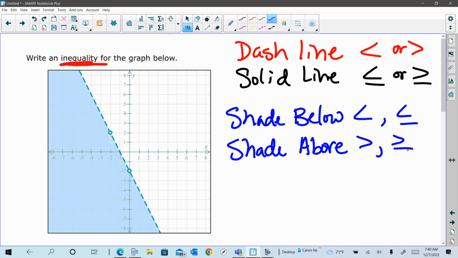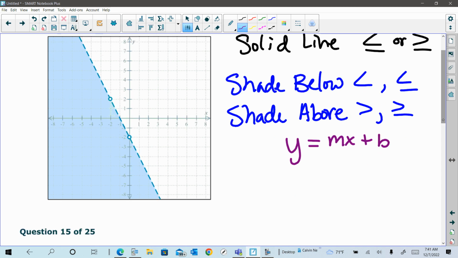So to write the inequality, you want to write it so that it is in y equals mx plus b form. So start off finding your m, counting your rise over run. I can go from this point, which is -2, 2, count down 1, 2. That's a -4, and then over 2. So my m is -4/2, which is just -2.